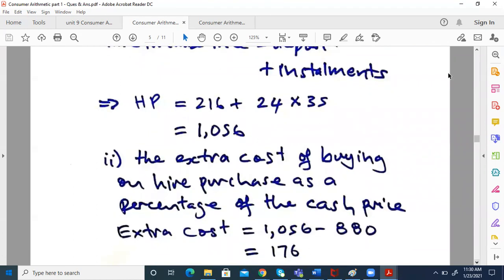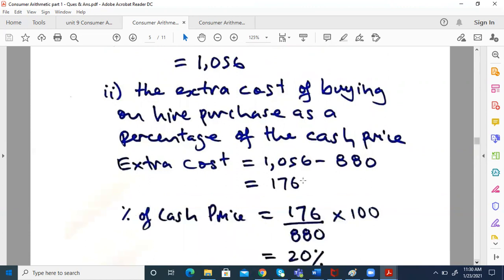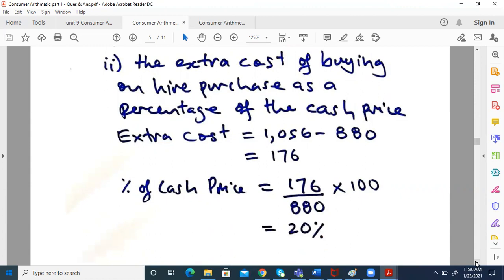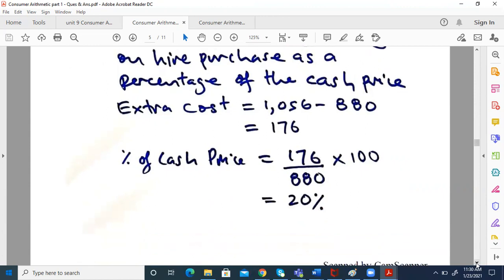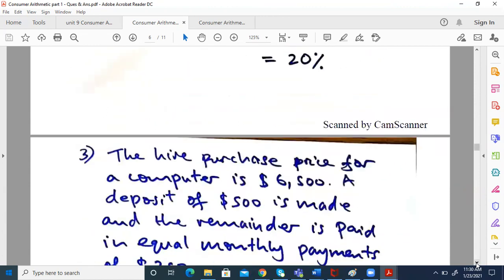So I already showed the answer. All right, fine. Your percentage: the difference, 176 over 880, times 100 over 1. So you get 20%. Yeah. So I'm going to give you this one then.